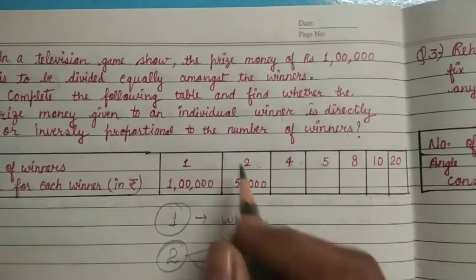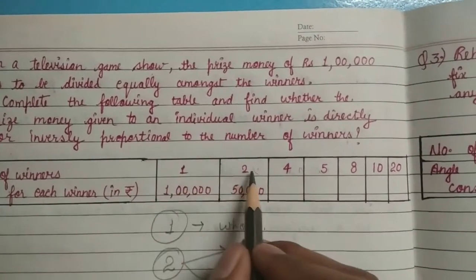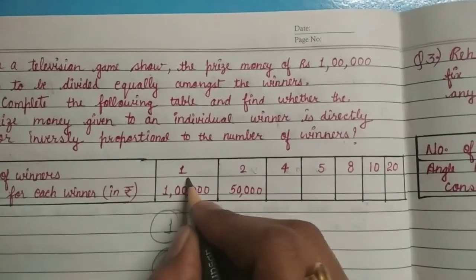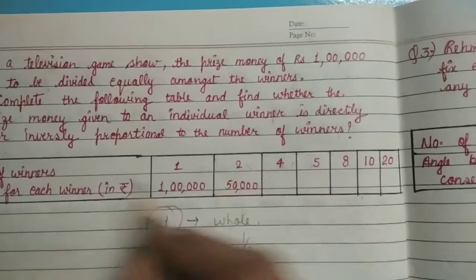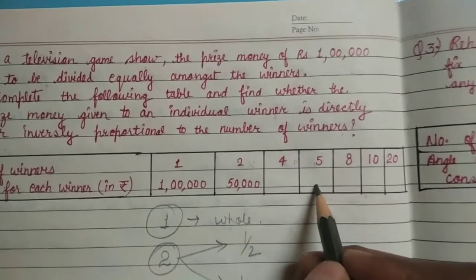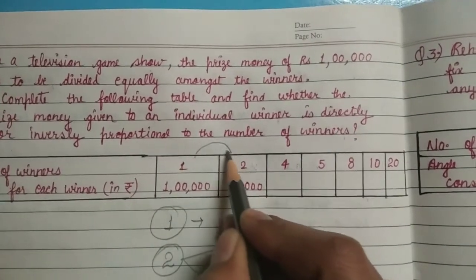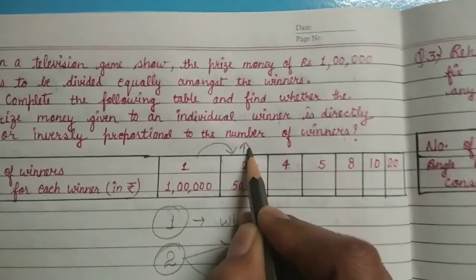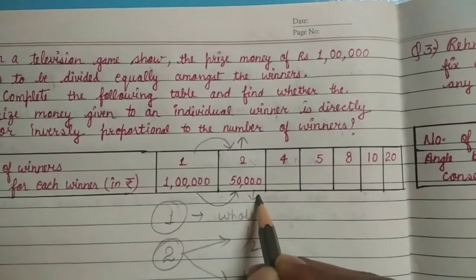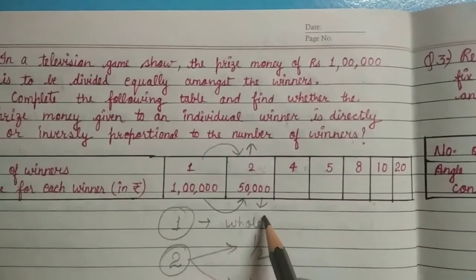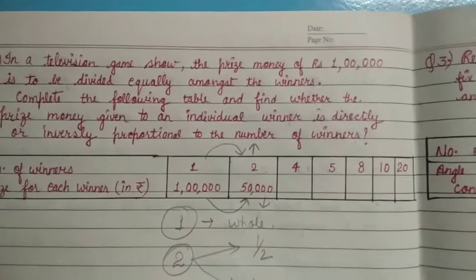So here, as the number of winners is increasing, the prize money is decreasing. Here we are going up in the number of winners, but from 1 lakh we decreased to 50,000. So what is happening here?